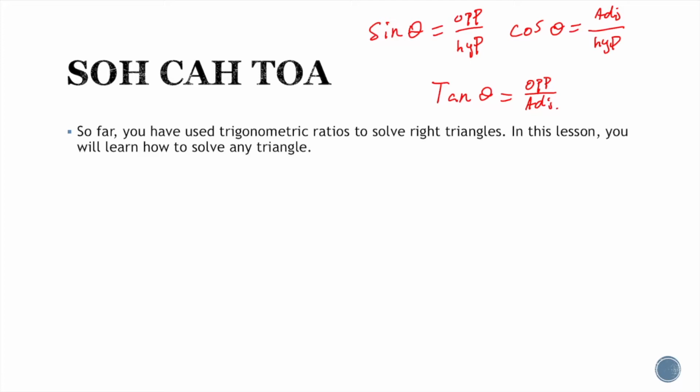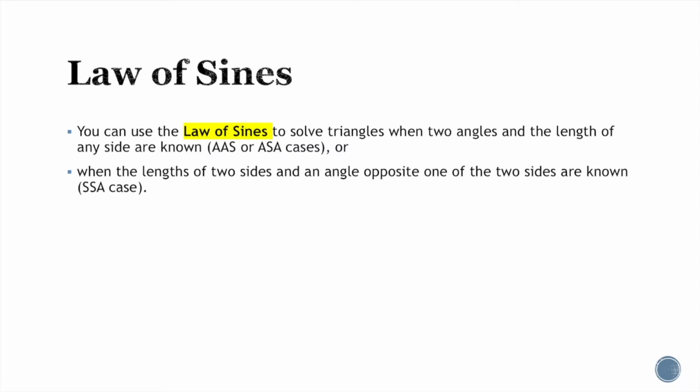Now, the problem with this is that it only works for right triangles. If you are solving right triangles, this is what you need to use. Today, we're going to look at different types of triangles that are not right triangles. And we're going to start with something called the law of sines. So take the time to write this down.